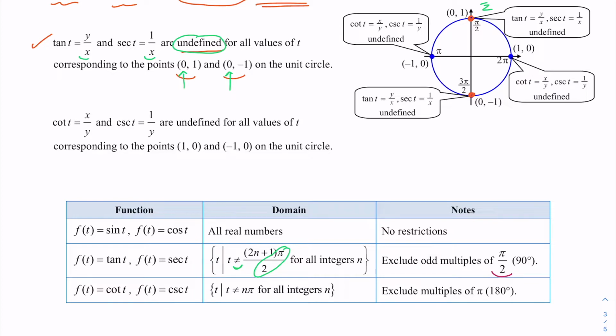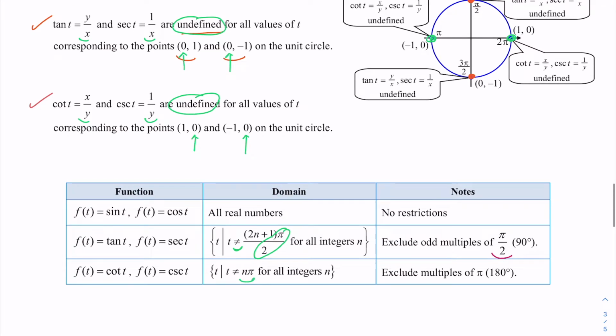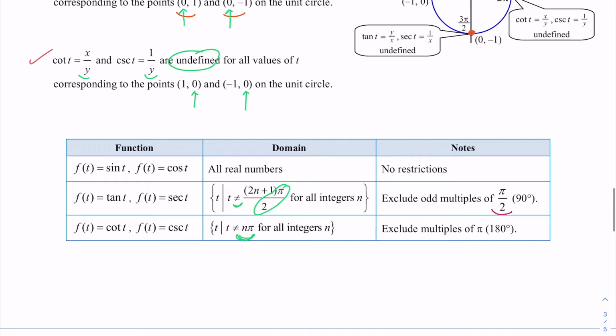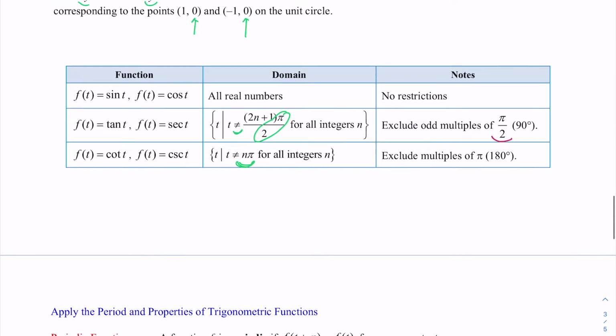And so then we have the cotangent of t and the cosecant of t. And again, this is the same thing. We have y values equal to 0 at both of these points, okay? And placing a y equal to 0 in the denominator is going to make those trig functions undefined. And those are located at multiples of π. So here's π, here's 2π, 3π, 4π. Anytime we are at any of those locations, we have an undefined value for our domain.